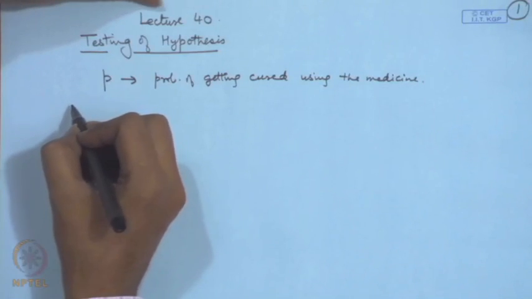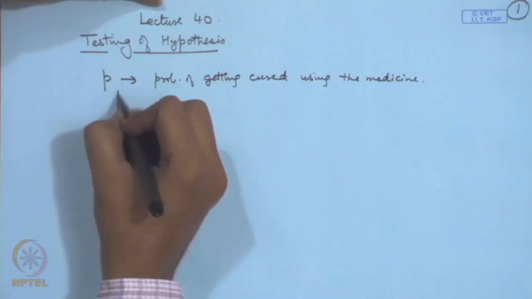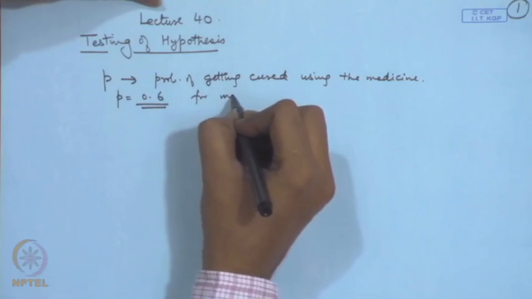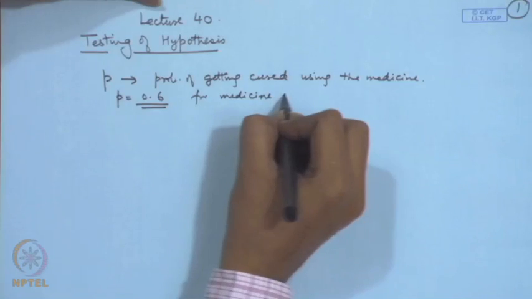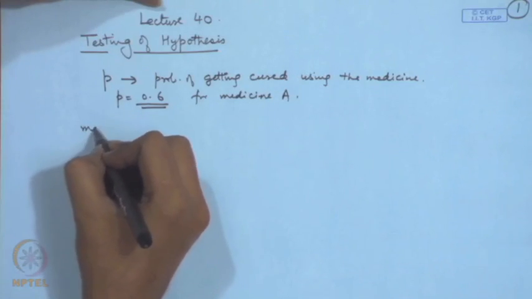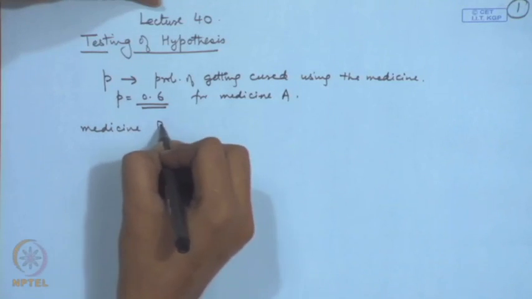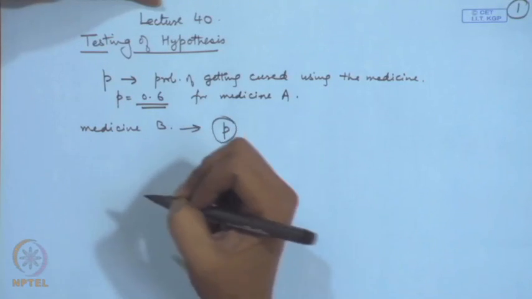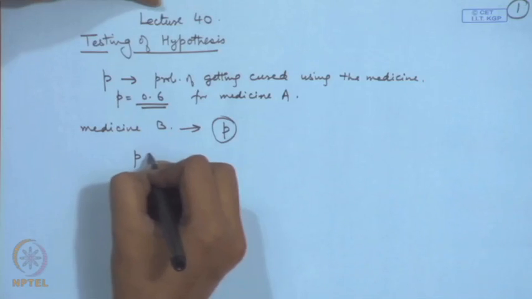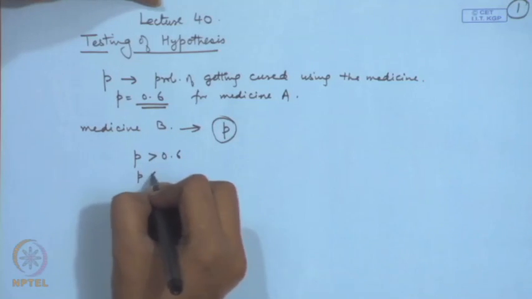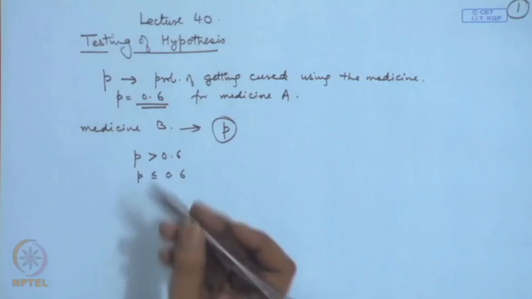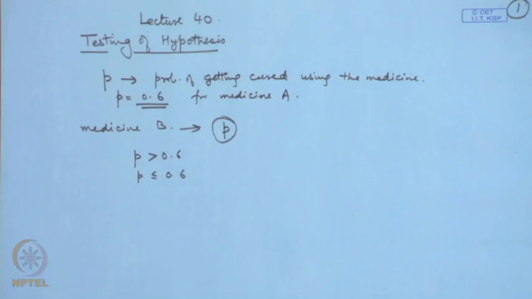Now a new medicine is introduced in the market. Here it is given that p is equal to 0.6 for, say, medicine A. Now, a new medicine B is introduced and the success rate with this is, say, p. Then we want to know whether p is greater than 0.6 or p is less than or equal to 0.6. Certainly, this is a problem of interest to the drug manufacturer and the person who is going to market it.